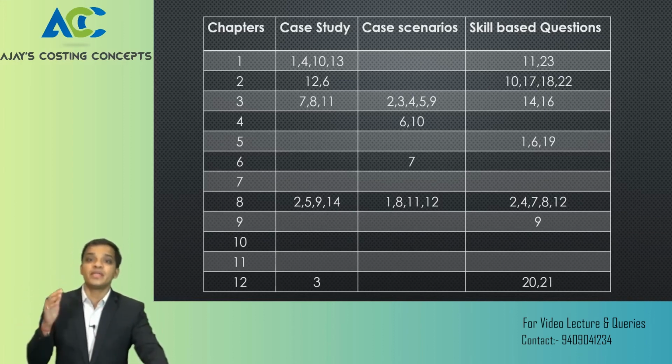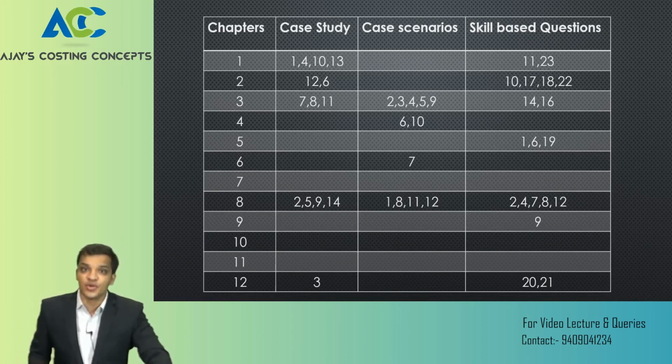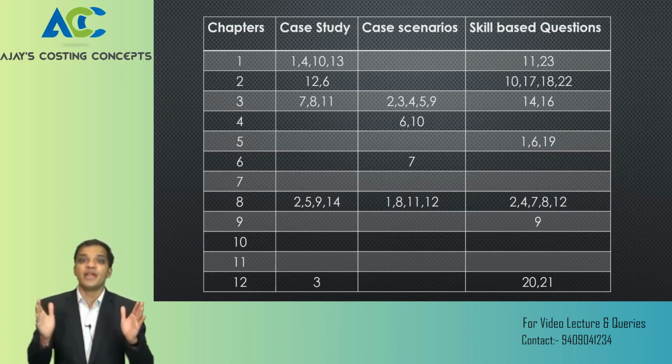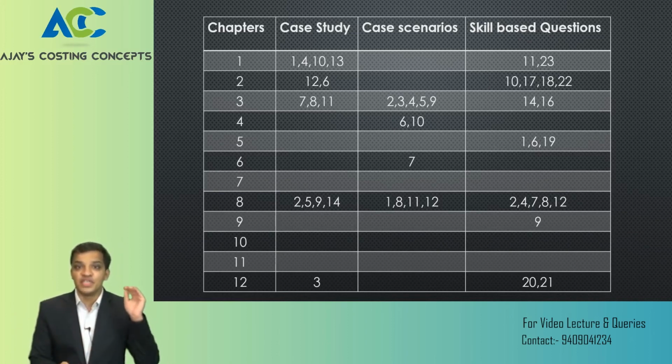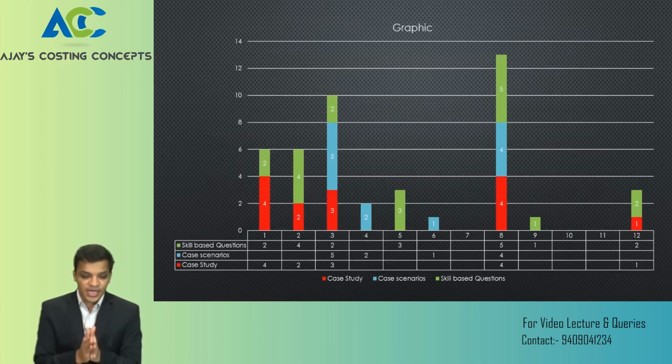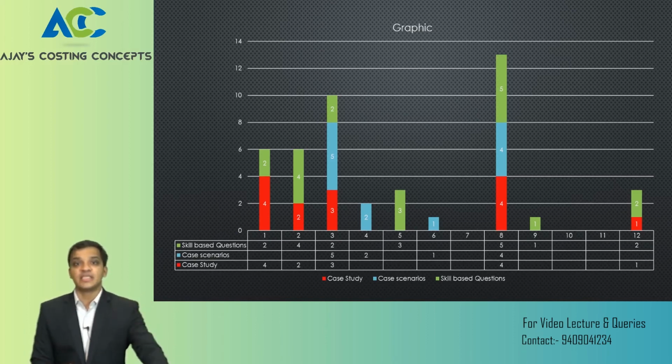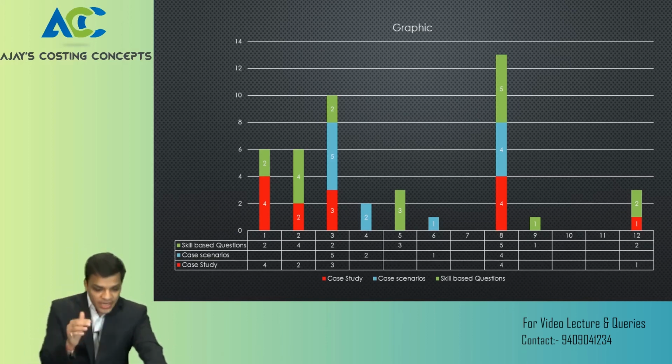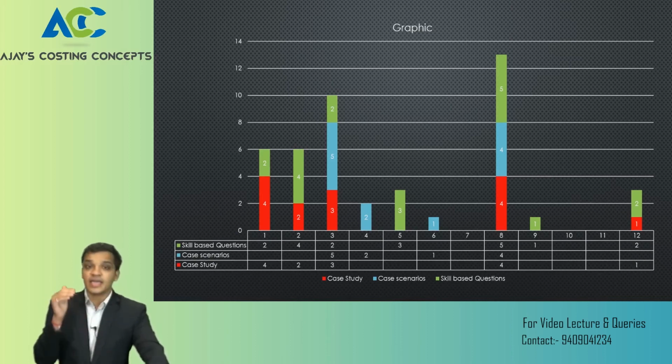It is a book of 180 pages that the institute has launched. This whole book has been divided into various chapters. You can see from this chart, and we have also prepared a graphical chart showing the weightage of chapters on the basis of these skill based questions and case study scenarios, right? The ones marked in green are skill based questions, the ones marked in blue are case scenarios and the ones marked in red are case study questions, right?